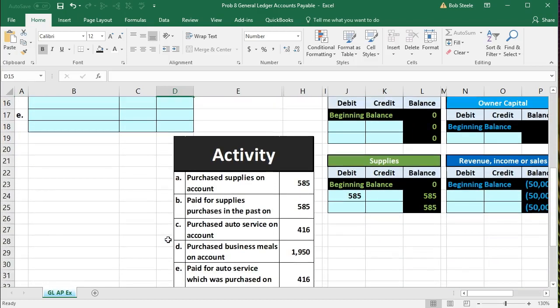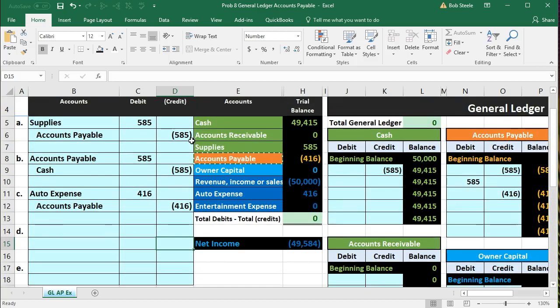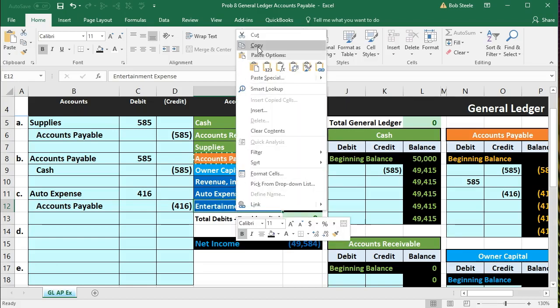Next transaction, D says, purchase business meals on account 1,950. Is cash affected? We're going to say no, cash is not affected. We purchased them on account. Therefore, we purchased it basically with the accounts payable account. But I would think about what we received first. So we received meals and entertainment. That is what we consumed. That would be an expense down here. So expenses, they all have debit balances. They only go up in the debit direction. Therefore, we're going to debit the meals and entertainment. So I'm just going to copy that.